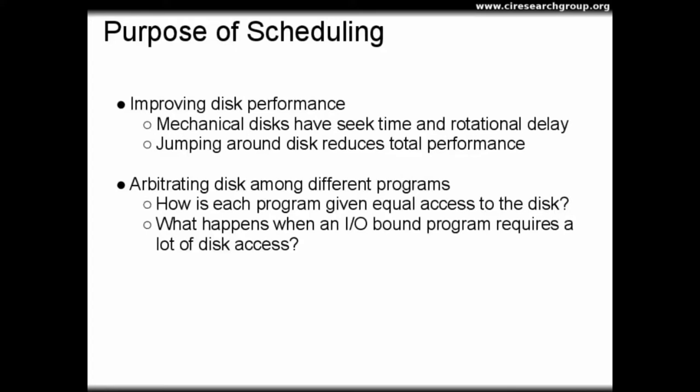Disk scheduling serves two purposes. The first of these is to arbitrate disk access among different programs. This ensures that competing programs have access to disk resources, and that a single program cannot monopolize the disk resources in such a way as to prevent other programs from accessing the disk. With mechanical hard drives, scheduling algorithms historically have also attempted to improve disk performance by reducing the number of seeks required, reducing the number of times the drive head needs to be moved. If the drive head has to be moved too many times, a lot of throughput can be lost from the disk because we're waiting on all those seek times to occur.